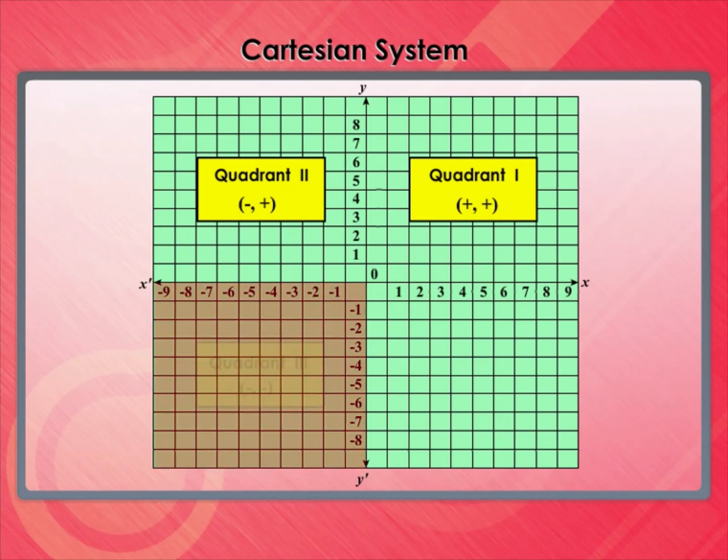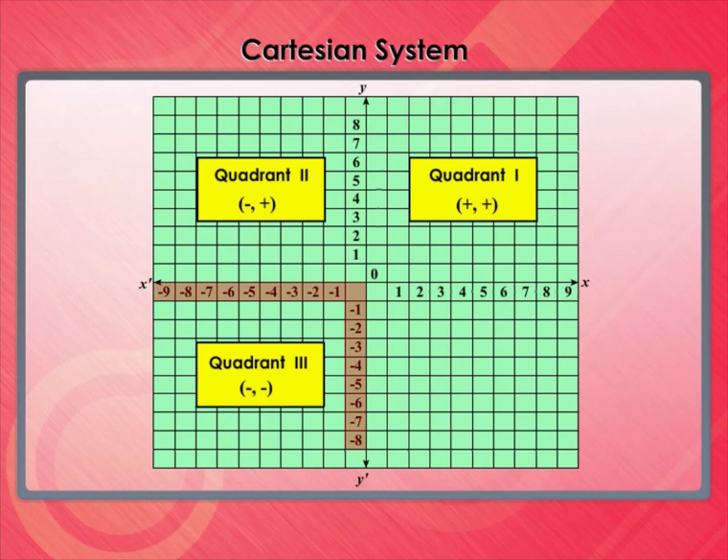X'OY' is called quadrant 3. In this quadrant, the x-coordinate as well as the y-coordinate have negative values. Thus, this quadrant is of the type minus, minus. Y'OX is called quadrant 4.